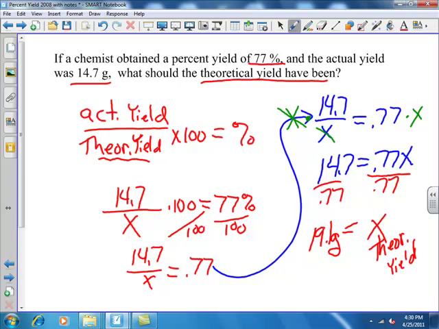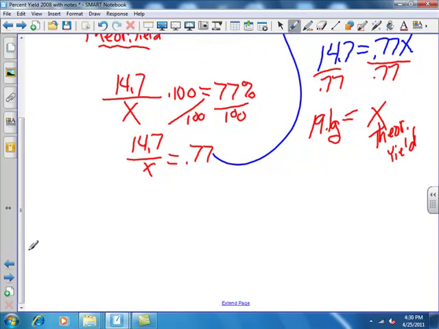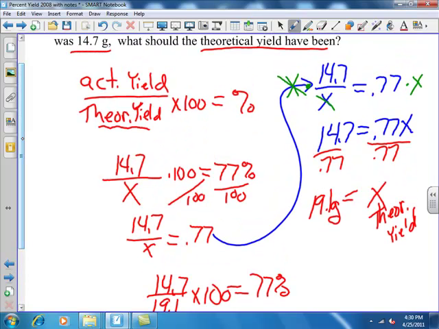Of course, you could check this to make sure your number is right by substituting this back in and taking 14.7 divided by 19.1 times 100, and guess what we should get? 77. So you can always check your answer on this particular one as well. But the algebra is the issue, so you might want to follow through that algebra one or two more times. You should be able to complete the next worksheet.